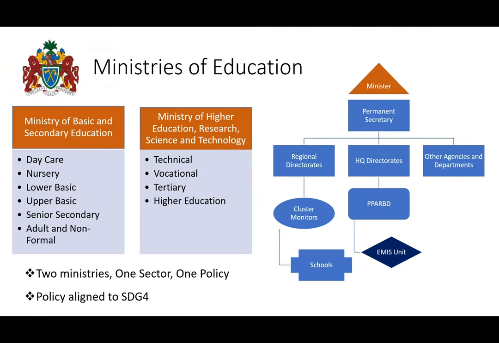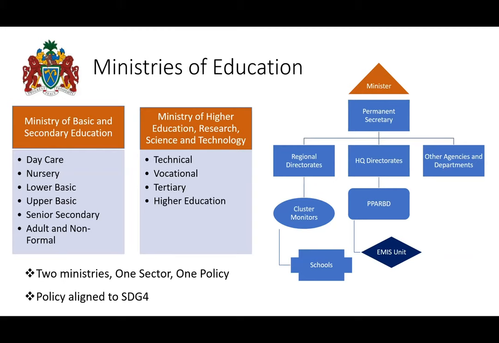The first important thing, for some of you who may not know the Gambia: in the Gambia we have one sector policy aligned to SDG4, which is being implemented by two ministries, the Ministry of Basic and Secondary Education, that is the ministry that we are, and the Ministry of Higher Education. And this is the chart showing our minister, the permanent secretary, and we have regional directors, head office directors, and you will see at the bottom there, under the planning directorate, where we have our EMIS unit.